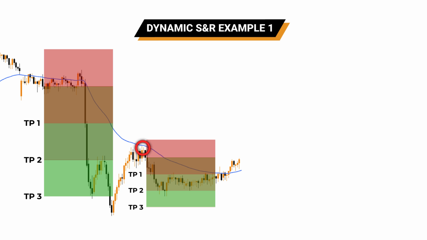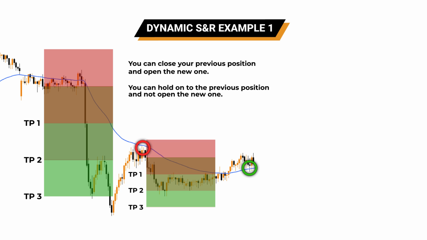As you can see, price shoots above our EMA line, suggesting an uptrend is emerging. Price comes back to touch the EMA line and creates an engulfing candle. If some of your positions are left open, there are 3 ways to draw a conclusion. You can close your previous position and open a new one, or you can hold on to the previous position and not open a new one, or you can simply have both of them open.